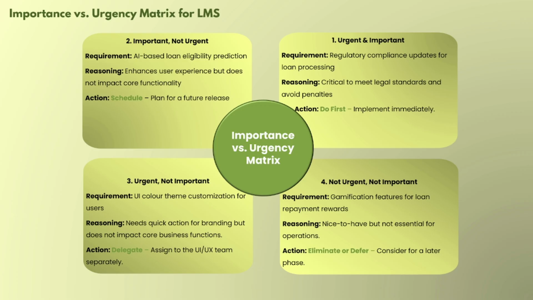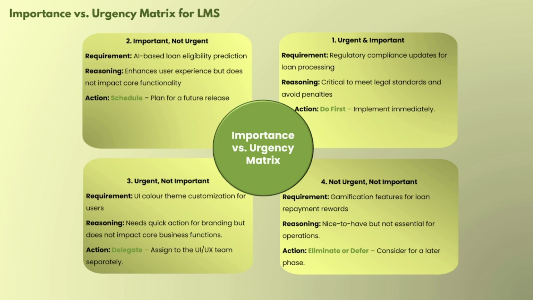Then the not urgent, not important quadrant: a gamification feature for loan repayment rewards. If you are familiar with this, there are reward systems with credit cards, and with loans. If we repay our payment within the time, then they provide us 100 points, 200 points, 500 points, such reward points. So these features are not urgent, not important; they are nice to have but not essential for the operation. It can be eliminated or deferred, meaning we consider it for a later phase.